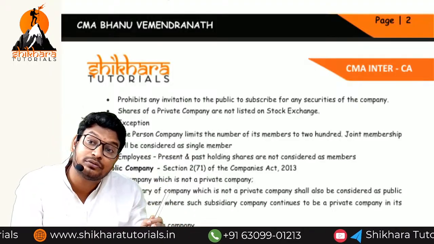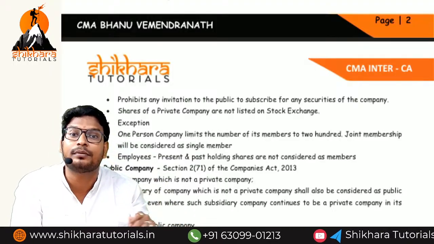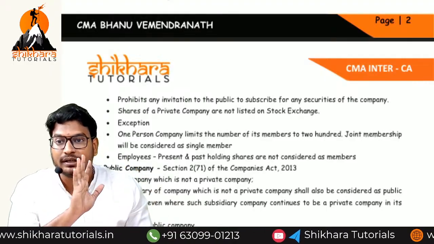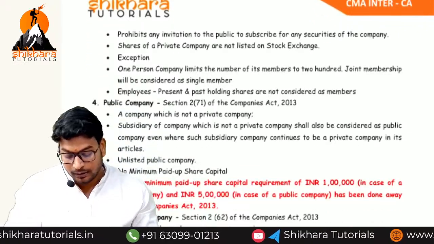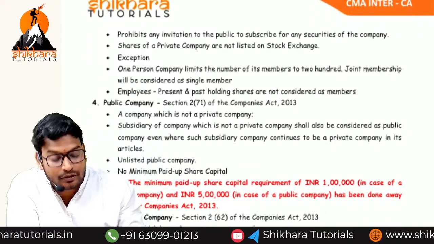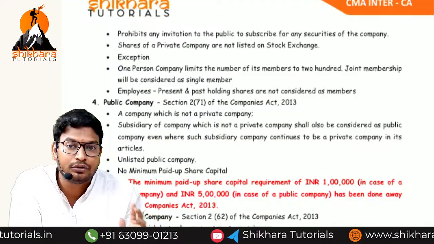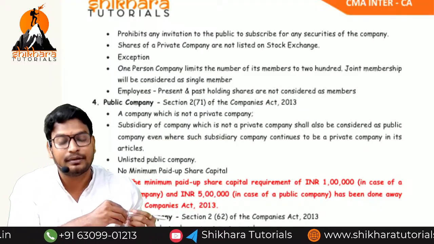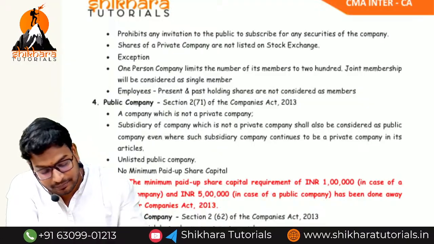If 51% is held by the government, it is called as what? Government company. There is a lot of difference between a public company and a government company. Okay? And next, there is a ceiling limit of how much? 200. But 2 categories of persons are not covered. Which are the persons not covered in the 200 members? Joint members.